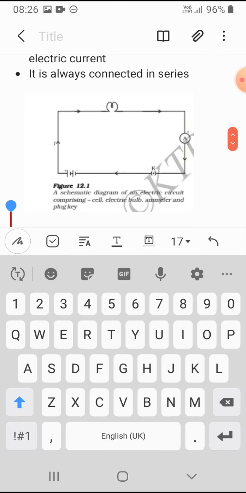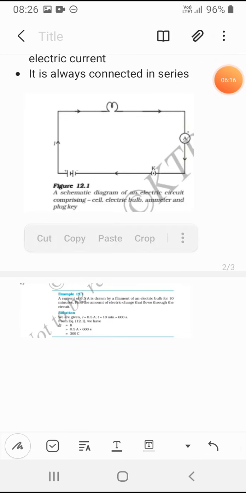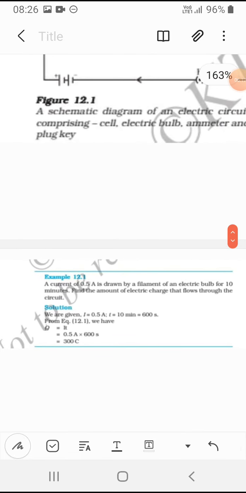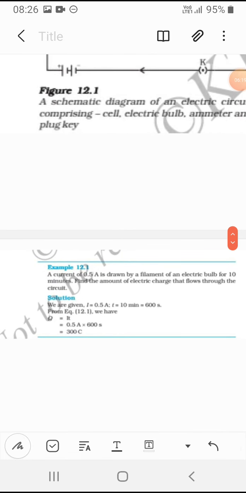Next is a small question that they will ask in some final exams. A current of 0.5 ampere, A means ampere, is drawn by a filament of an electric bulb for 10 minutes. Find the amount of electric charge that flows in the circuit.